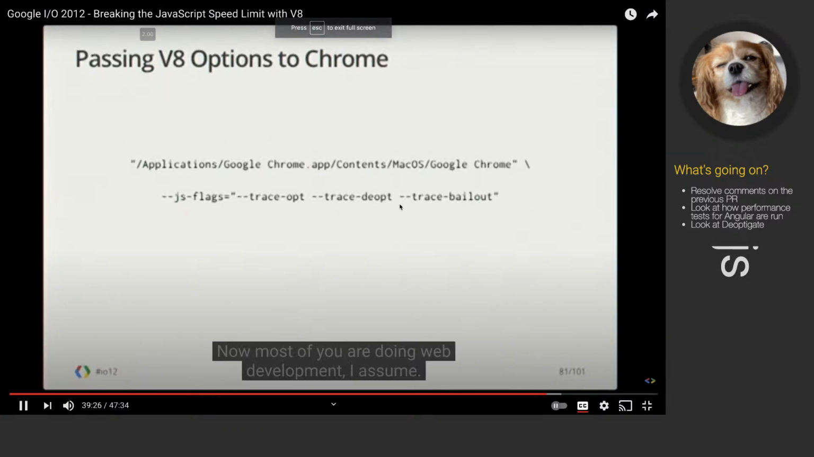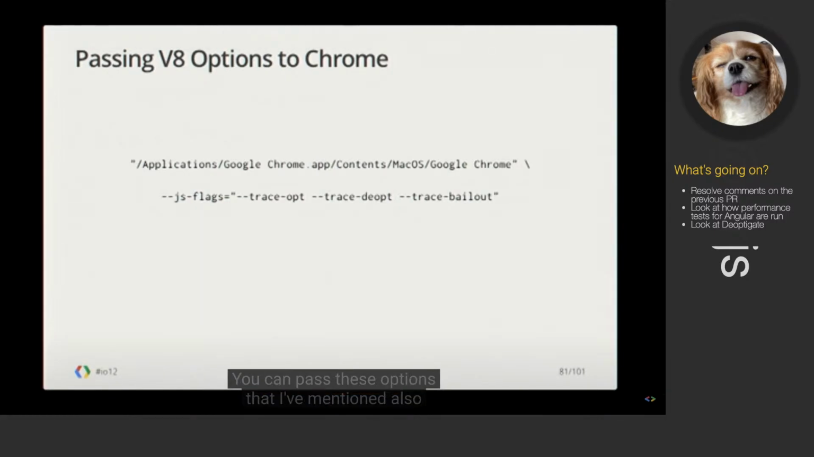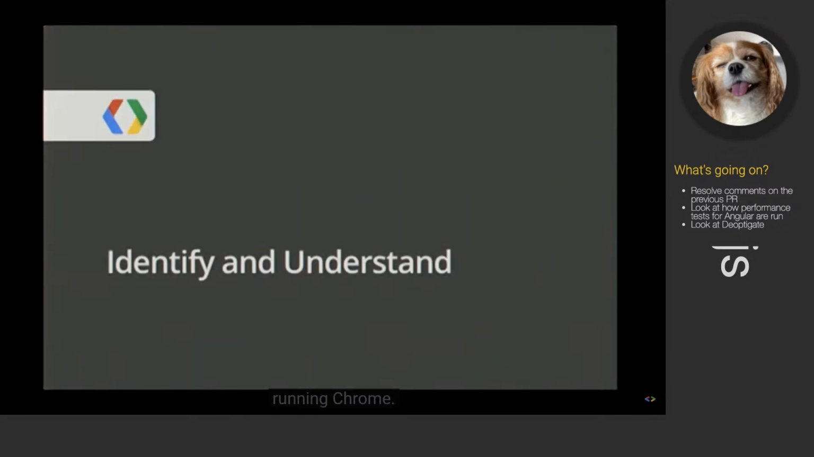Now, most of you are doing web development, I assume, and therefore you probably want to be able to look at your code in Chrome as well as directly in the D8 shell. You can pass these options using the JS flags option, and the output will all show up in standard out when running Chrome. Okay, so that was the be prepared part.